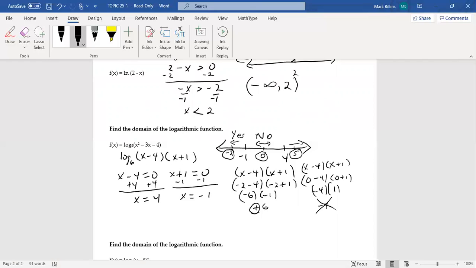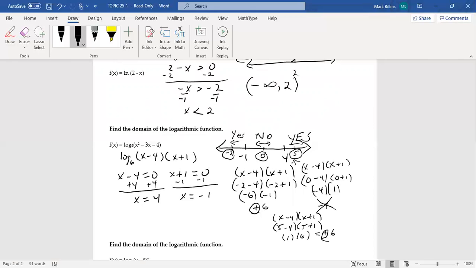And last, I'm going to take my argument, the x minus 4 and the x plus 1, and substitute my last test point, which is 5. So 5 minus 4 and 5 plus 1. 5 minus 4 is 1. 5 plus 1 is 6. 1 times 6 is positive 6. So since I got a positive answer, this last interval would be a part of my answer. So my answers are the intervals that made my solution positive.